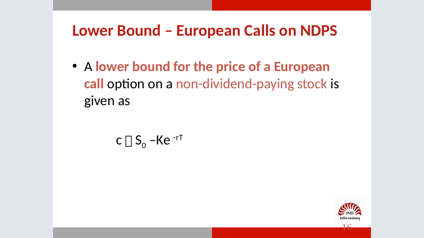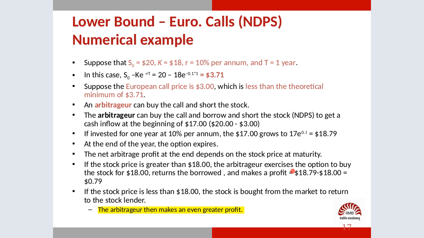What will happen if this gets violated? So let's see this example. Let's say the spot is $20, strike is $18, interest rate is 10%, time is 1 year. So I calculate the right hand side, which is S0 minus K e to the power of minus RT, and that gives me a value of $3.71. Let's suppose for some strange reason the call is available. My calculation shows the minimum value of the call should be $3.71.